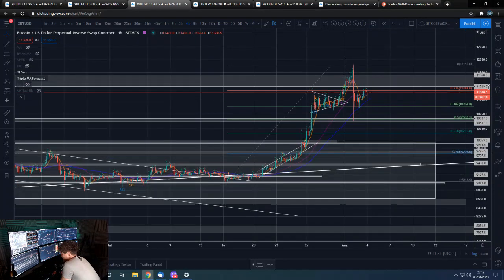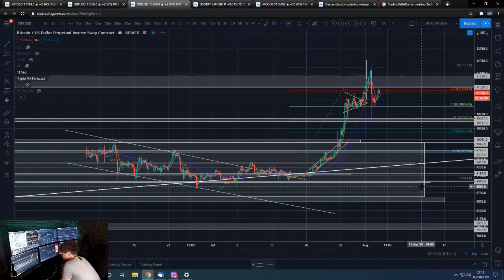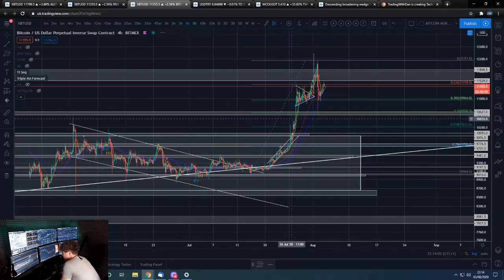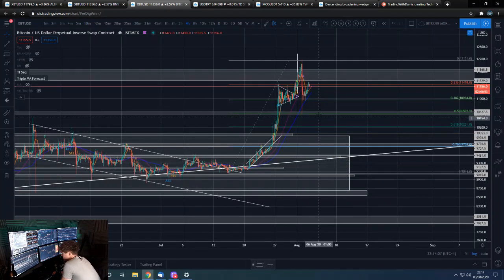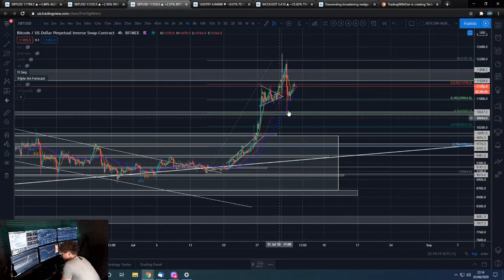What I have done here is I've drawn a fib retracement tool on here from this low to basically the high of this wick. Because I just wanted to put in context this wick down that we had, which was pretty much to the 0.5 fib, the midpoint of the move, 0.5 being a 50% retracement, and also this horizontal level of around 10,500, 10,600. And then we've made our way back up to the 236.